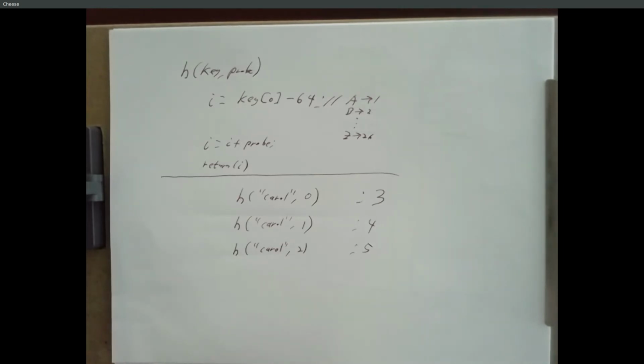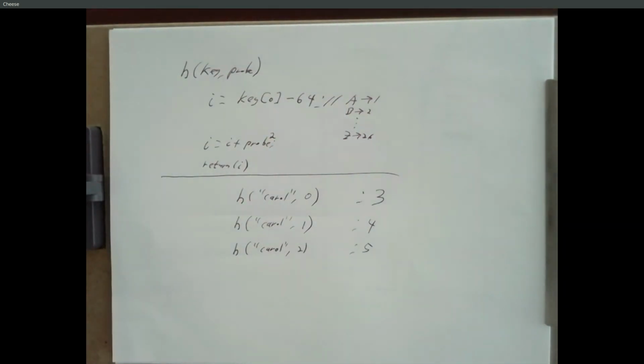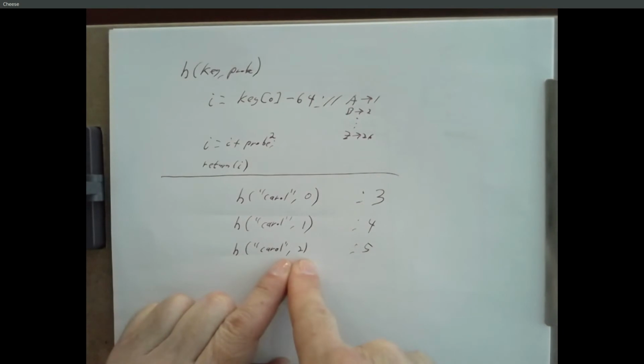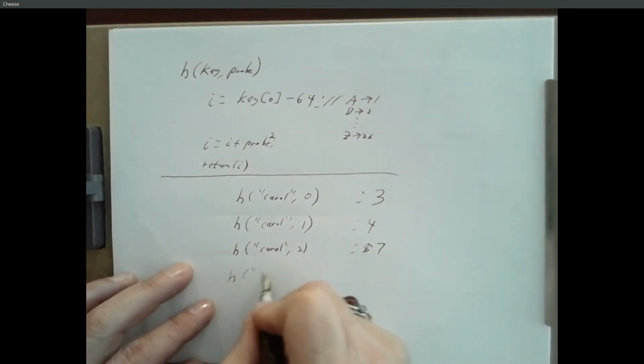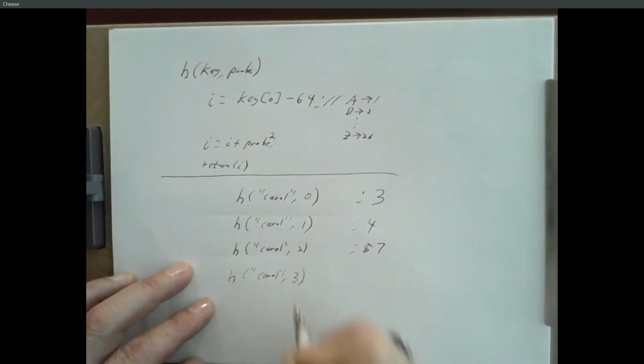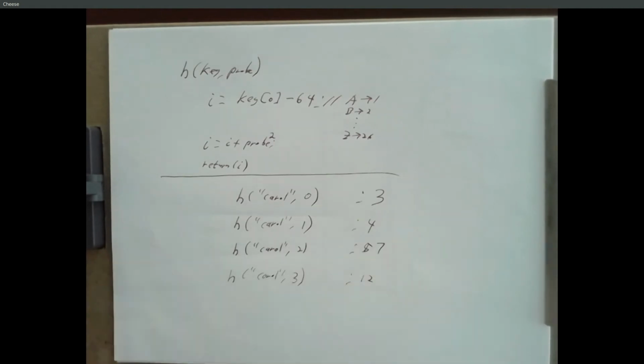But I could do something different. I could do I equals I plus the square of the probe number. So now the first time I hash, I'm going to get a 3. The second time I'm going to get a 4. But the next time, I'm going to get a 3 plus 2 squared, which is 4. This is going to take me down to location 7. And if I call with a probe of 3, it's going to give me a 3 plus 3 squared. This is going to take me to location 12. So now my successive attempts to store this one key are starting to get spread out. So I'm not as likely to get that clustering.